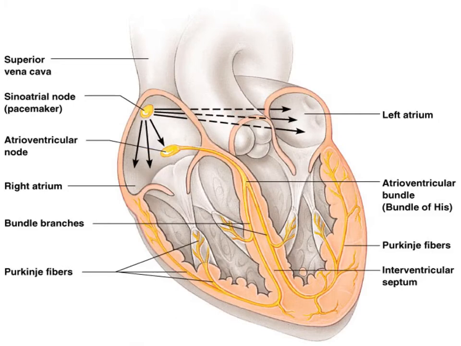So the contraction always starts at the right atrium and the left atrium together, and then it's going to contract toward the middle, and then it's going to contract the ventricular wall up. So it's atrial contraction, ventricular contraction, atrial contraction, ventricular wall contraction, over and over again.